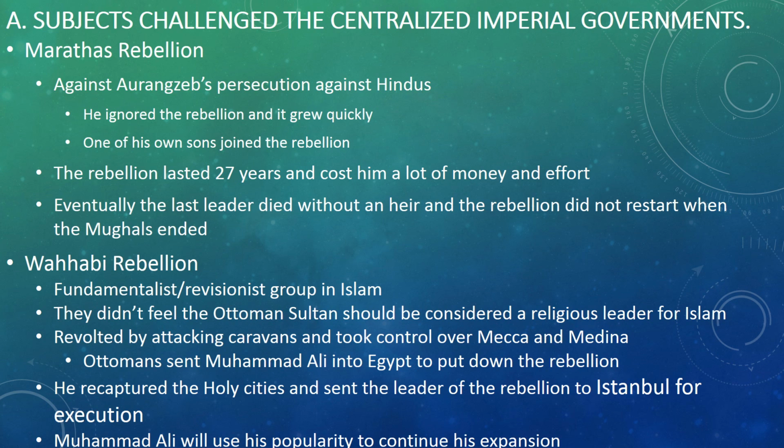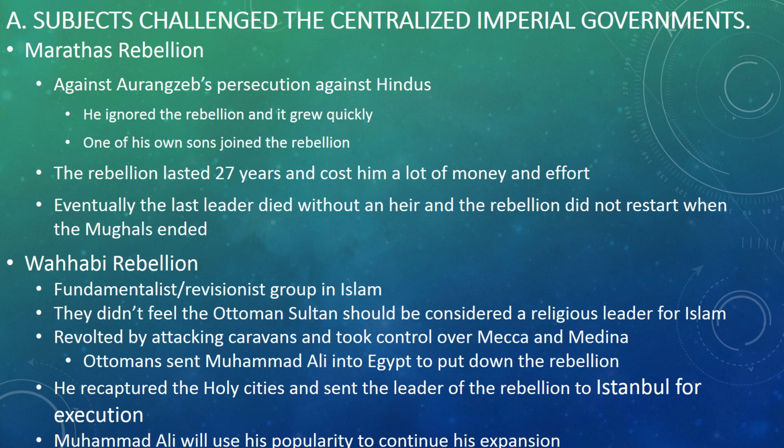Eventually, when the final leader within that rebellion dies without an heir, you have a situation where Aurangzeb has also died. He also does not have an heir. The rebellion kind of doesn't restart, and the Mughal Empire kind of just fades into oblivion and is replaced by other colonial, acquisitional powers, which we will talk about in a few slides.